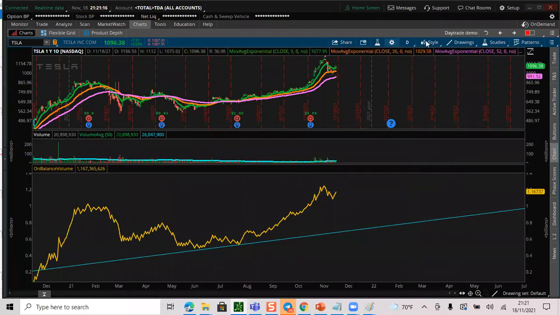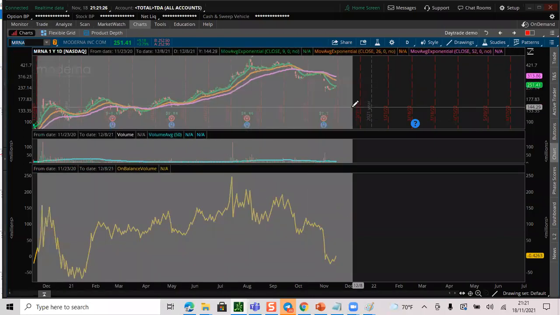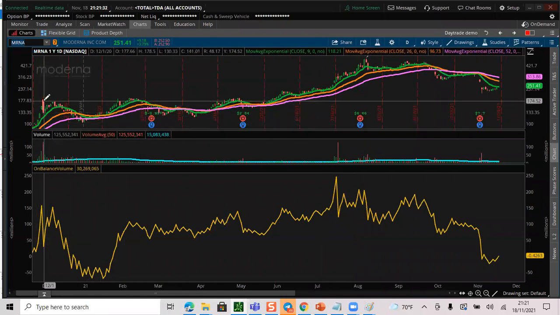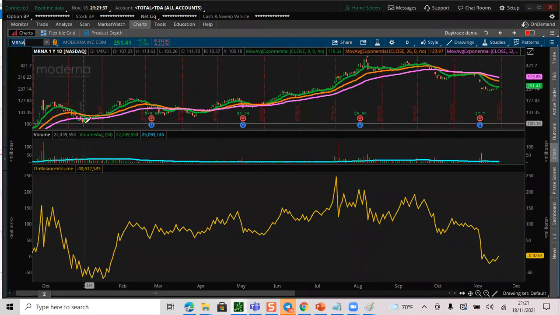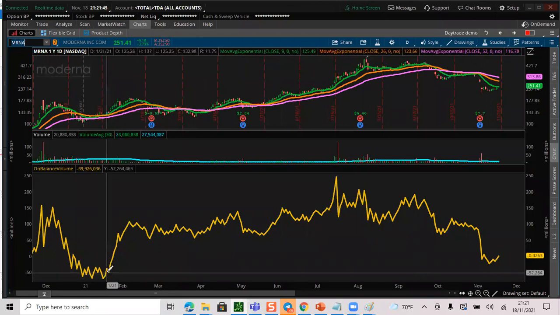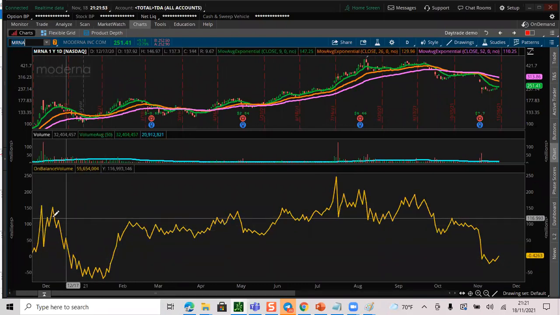Similarly, I'll get into another stock called Moderna, which also had a lot of volatility. When the stock was around 177, it went down to $100. Even then you can see the on balance volume just went down. When a lot of people are buying the stock, it keeps going up. So you can just buy and hold right here.